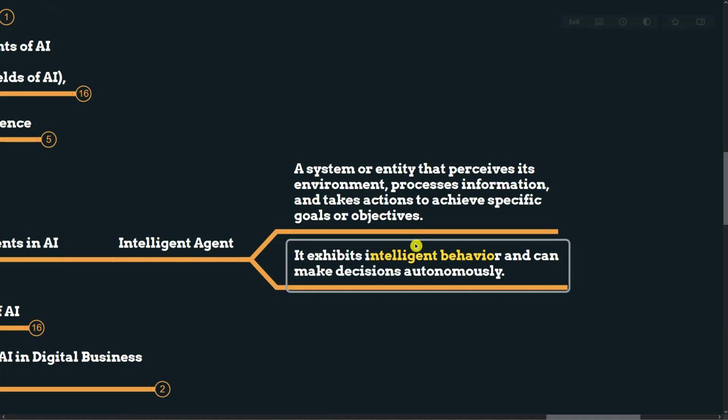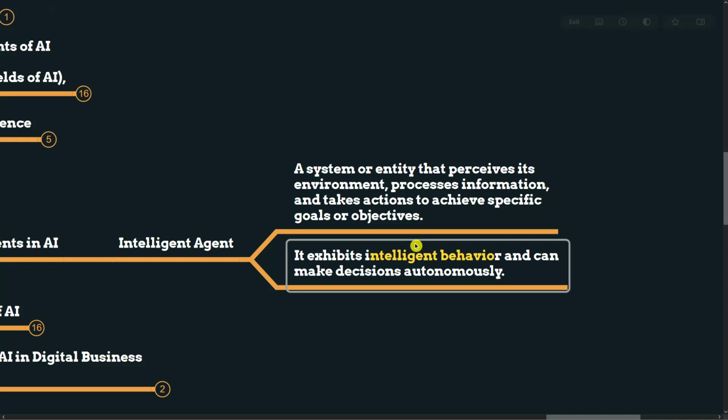The example is in video games, guys: the AI opponents are intelligent agents. They see the player's actions, decide on a strategy, and act to win the game. What I'm trying to say is, when you are playing a video game, an intelligent agent in AI means an opponent.